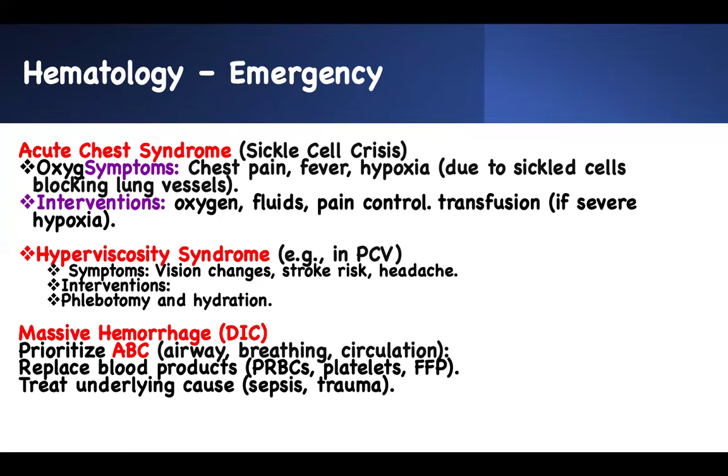I talk about hyperviscosity syndrome. That is polycythemia vera, too thick, viscous blood causing blockage. They're having a stroke. And we talk about massive hemorrhage from DIC. You see, this is the same thing. It's content all connected, where they're going to bleed and bleed and bleed. Prioritization 101 is ABC. Replace the consumption of the blood products, so RBC, platelets, and FFP, and treat the underlying problem, which is DIC.